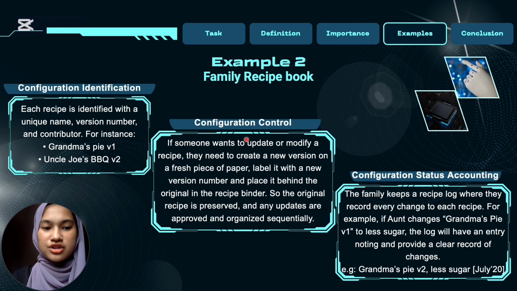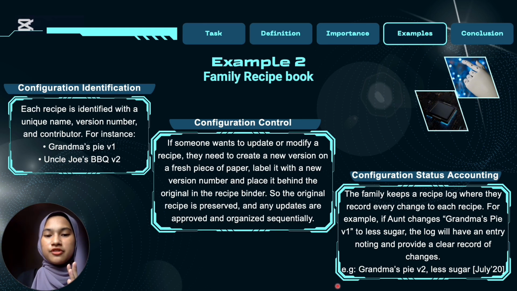So next is configuration control. Let's say someone wants to update or modify a recipe. They need to create a new version on a fresh sheet of paper, label it with a new version number, and place it behind the original in the recipe binder. So the original recipe is preserved and any updates are approved and organized sequentially.